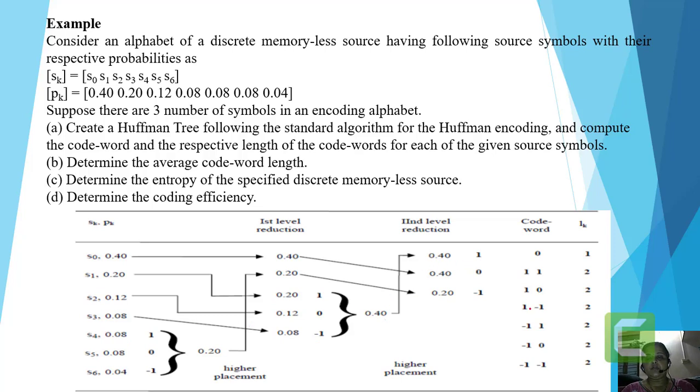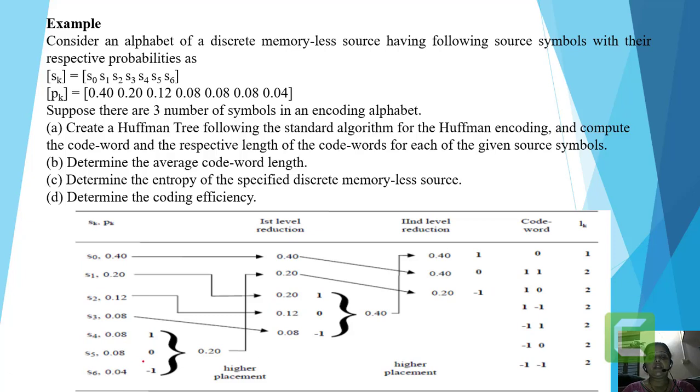This code word will be 1 -1. Next is 0.08. Here the assigned value is 1. It is involved in the combined probability of 0.20. No assignment of digit here; 0.20 is forwarded. This is having an assignment of -1. So its code word will be -1 1.